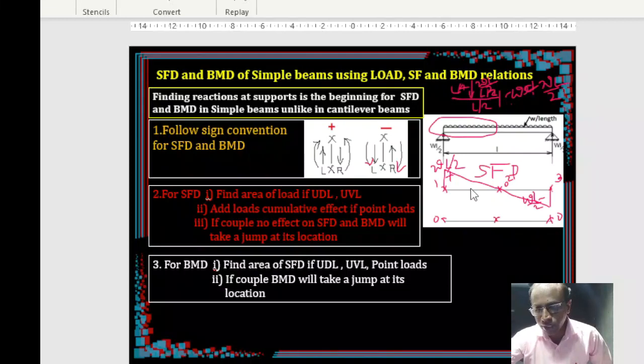So what is the area of this diagram? This is in the form of a triangle, so half times base times height. This distance is L by 2. So that means half into WL by 2 into L by 2. That becomes WL square by 8. So the ordinate here is WL square by 8.